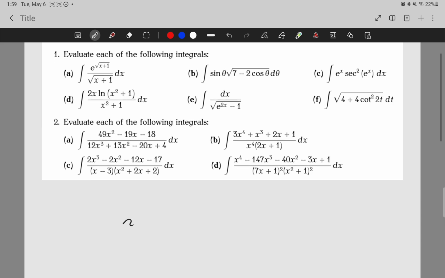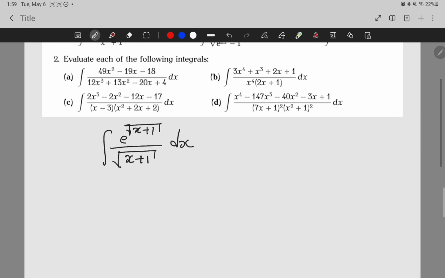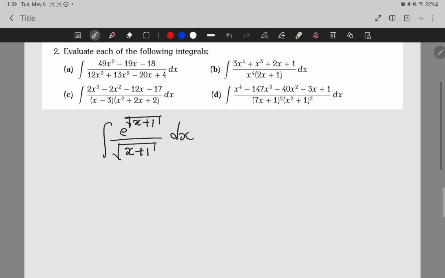So here I'm going to sample some questions from question 1. Let's see how you'd approach them. If you have, let's say, something like question 1a there, where you have an exponent e^(√(x+1)) over the root of x plus 1 with respect to x, to integrate something like this, we're going to use substitution.